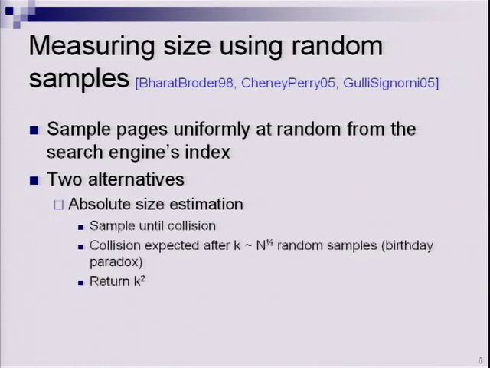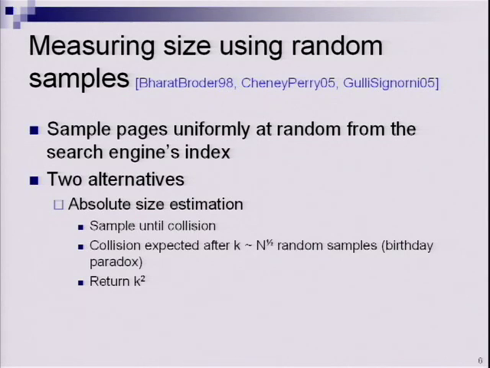If you really want to know the exact absolute size of the corpus, the only way I know to do that is the following. You just generate samples, independent samples, one by one, until you hit a collision. A collision meaning that you got the same document twice. By a simple probabilistic argument called the birthday paradox, it's easy to show that you expect this first collision to happen after about root n steps, where n is the real size of the search engine.